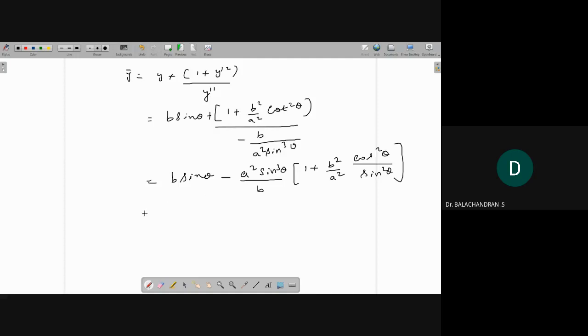Okay, now simplify further, we'll get b sine theta multiply a square sin cube theta divided by b. If you multiply these two, you'll get minus, so a square gets cancelled, b gets cancelled, so minus b sin square, here has sin cube, so sin theta into cos square theta divided by nothing. Okay, so this is equal to, from the first and last I am going to take b sine theta commonly.